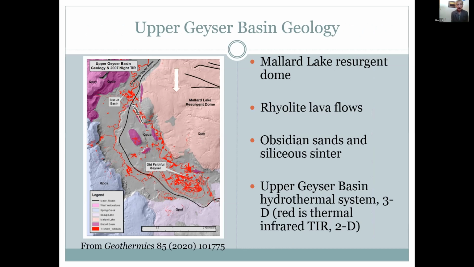And you'll see other rhyolite lava flows that surround the Upper Geyser Basin on the northwest, the south, and the southwest. You'll also notice a gray area that the lava flows surround, and that represents obsidian sands and then siliceous sinter. On the map that has the Upper Geyser Basin geology, you'll notice a red area, and that is a 2D representation of a three-dimensional hydrothermal system.